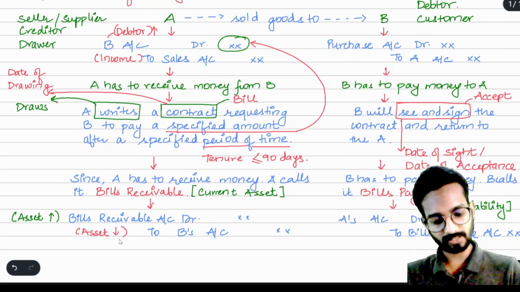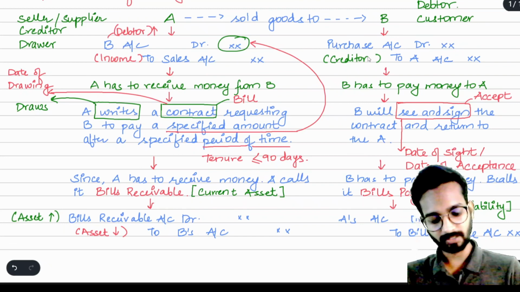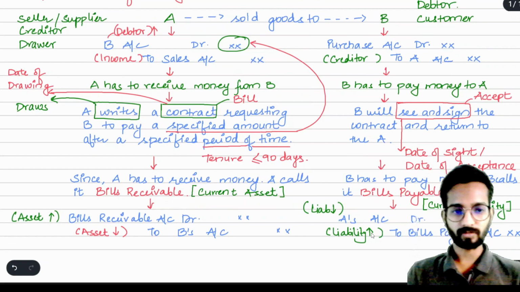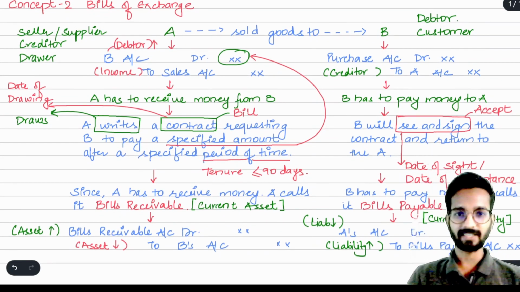Understood? From here, purchase account debit to A. According to B, A was the creditor because A provided B a credit. A was the creditor, or you can say liability. But when we are making the payment, this liability is getting reduced. And a new liability is coming, the name is bills payable. Understood? This is our concept number 2 called bills of exchange. Thank you so much.